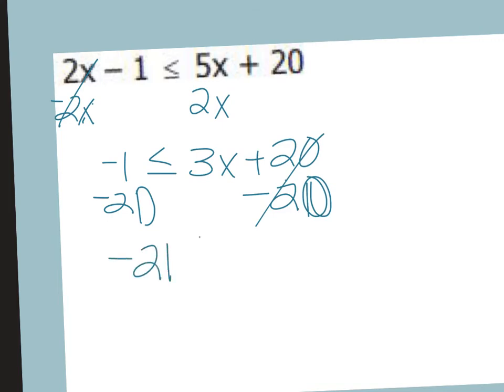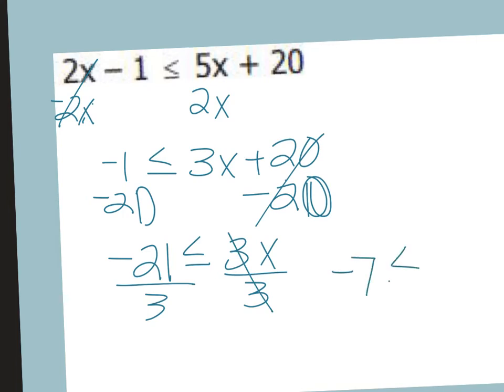Negative 21 is less than or equal to 3x. I'm going to divide by 3. That 3 is not negative, so I don't have to flip a sign. But my solution is negative, so this will be negative 7 is less than or equal to x. Remember, you can always switch it by writing the x first, but when you switch the order, you have to switch the sign in that case. It means the same thing, just has the x first versus last, okay?